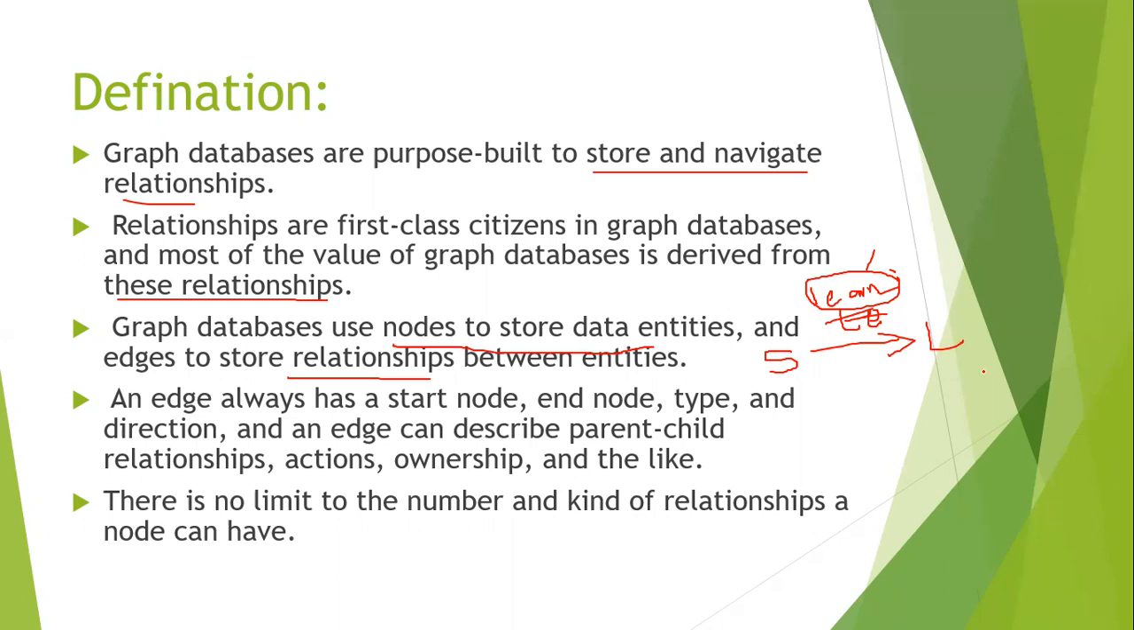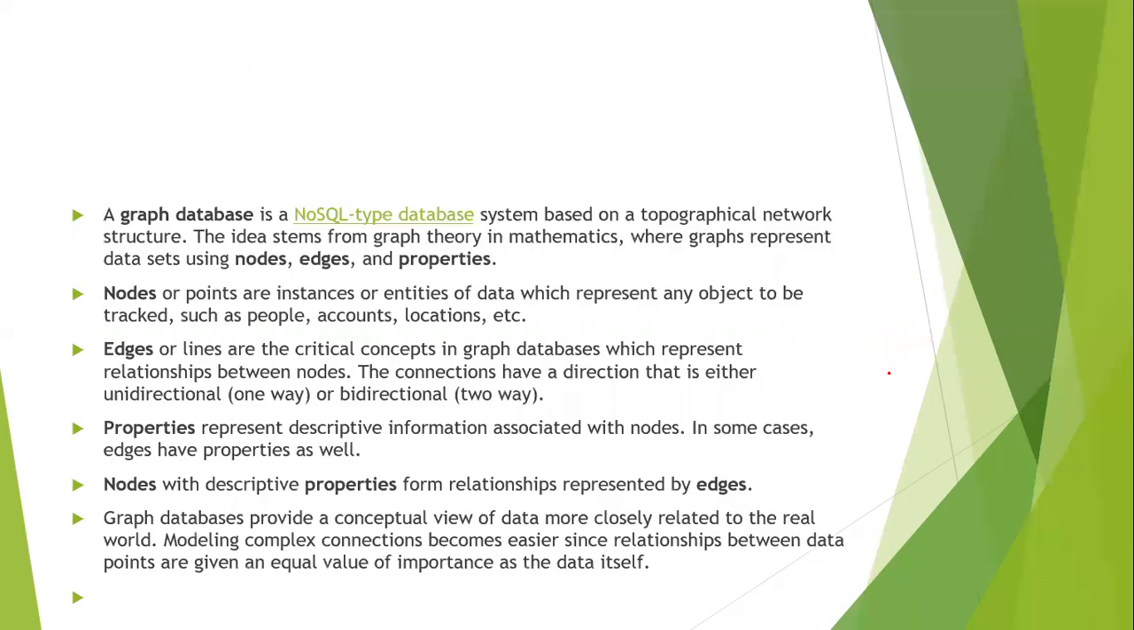There is no limit to the number and kind of relationships in the graph database. That means how many nodes can there be maximum in a graph? There is no limit. And what kind of relation there is between two nodes, there is no limit in the graph database. A graph database is a NoSQL database system based on a topographical network structure. The idea stems from graph theory in mathematics, where a graph represents data sets using nodes, edges, and properties. We already know this graph theory from mathematics.